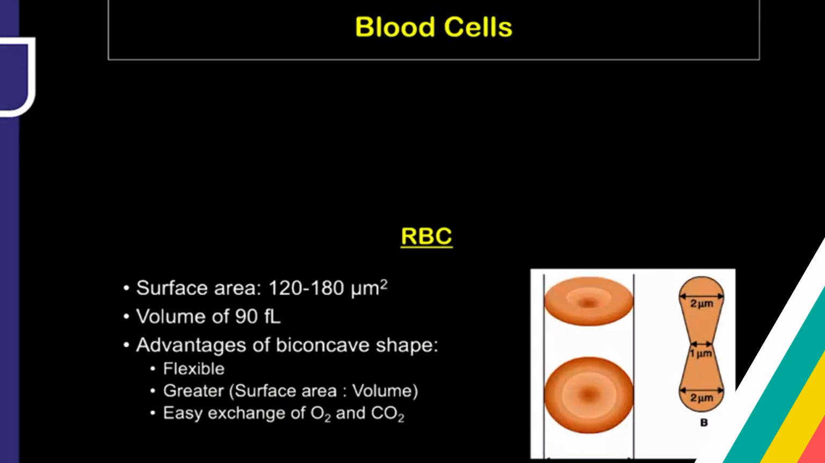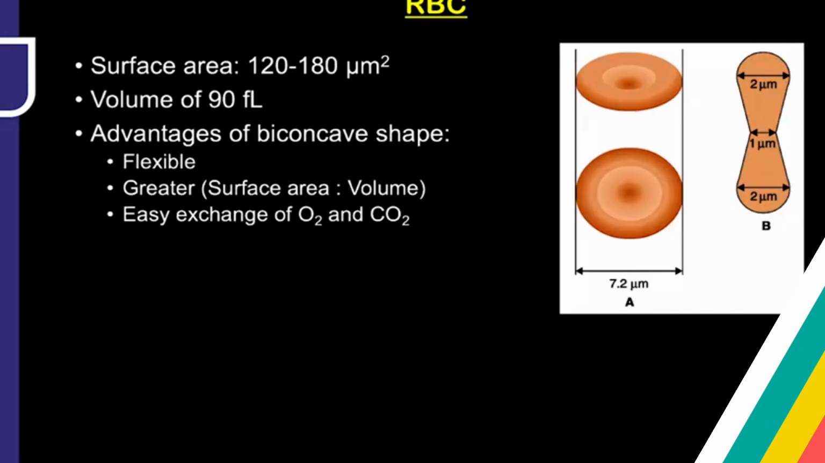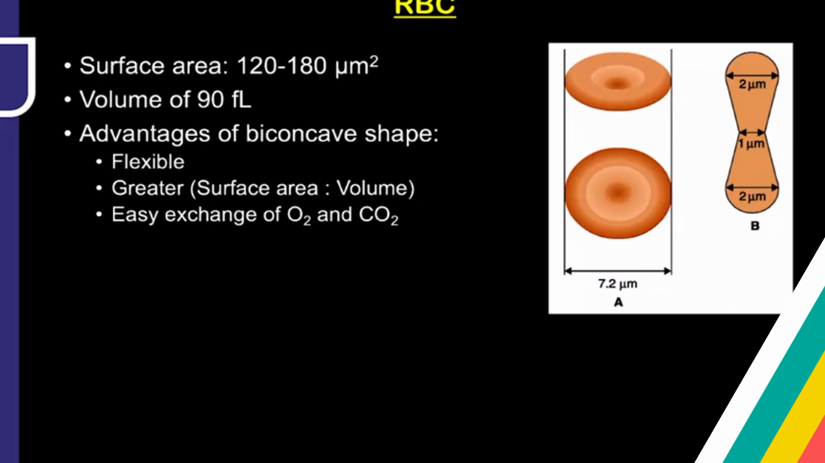So the first one is the RBC. All of you know that the RBC is biconcave in shape. What is the diameter and thickness of this RBC? The diameter is 7.2 micrometer, which is important to remember. The surface area of the RBC is 120 to 180 square micrometer, and the volume of a single RBC is 90 femtoliter. And the typical shape of the RBC is biconcave.